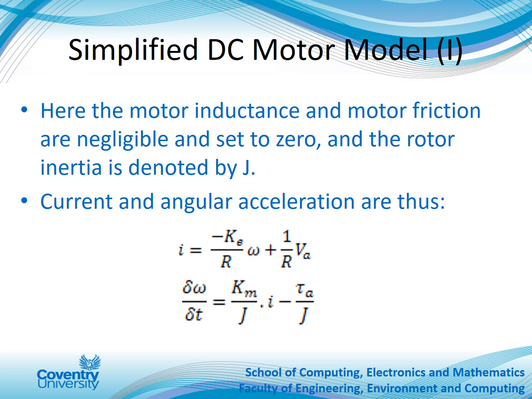Again, here are some more equations. The motor inductance and the motor friction are negligible, so we can set those to 0. Motor inertia is represented by J. Therefore we can approximate our current and angular acceleration as such. So I is equal to minus Ke over R times omega plus 1 over R times V_A, and d omega by dt is equal to Km over J times I, minus tau_A over J.